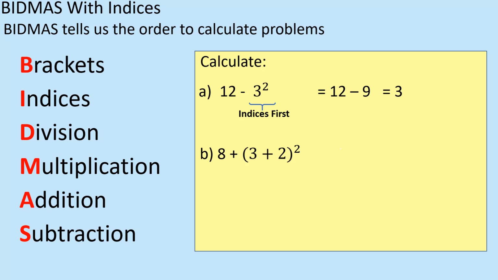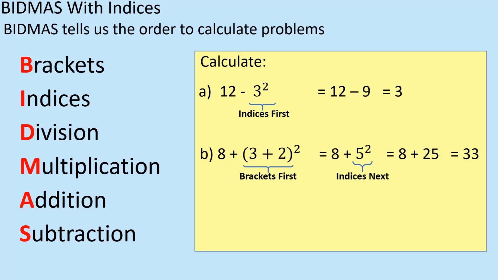In here, we're going to do the bracket first, aren't we? So 3 plus 2, which is 5, then square it, which is 25, and then add the 8, I should say. I got that wrong, didn't I? So there we go: 3 plus 2 squared, so it's 5 squared, 25, and then add the 8, which is 33.